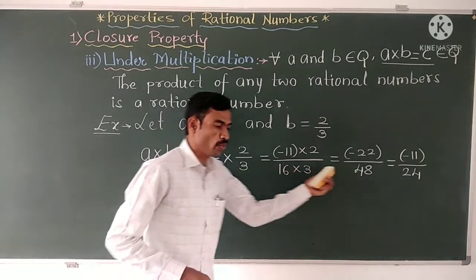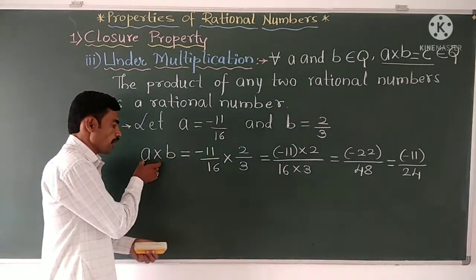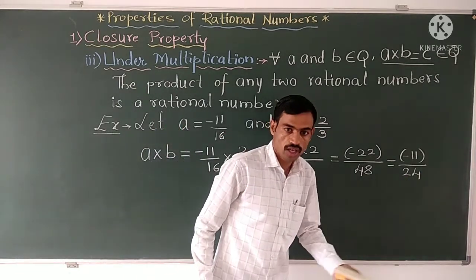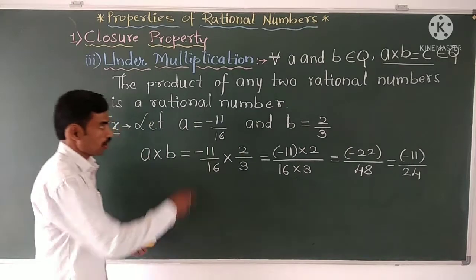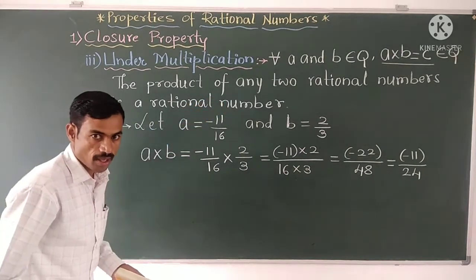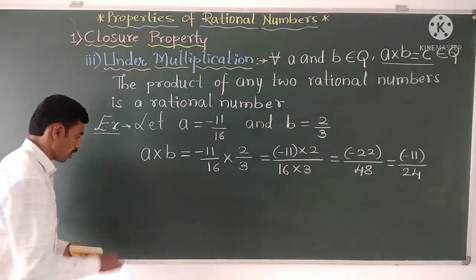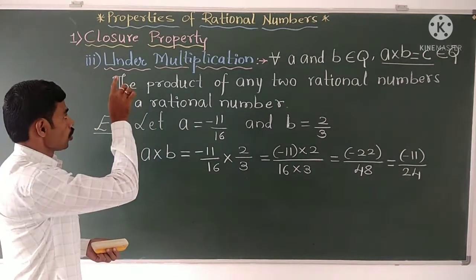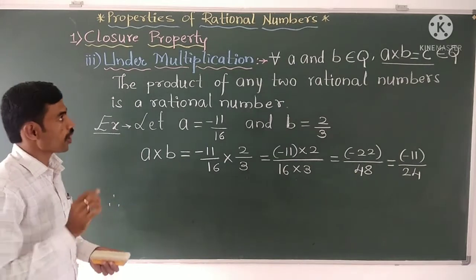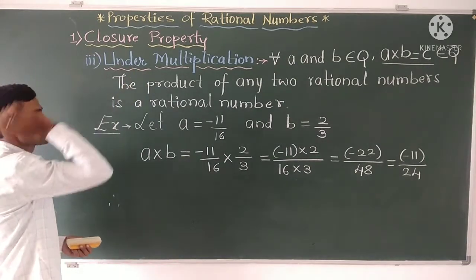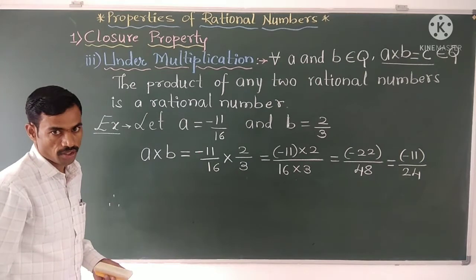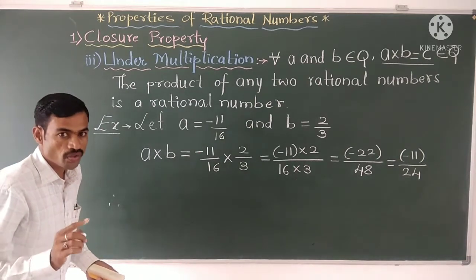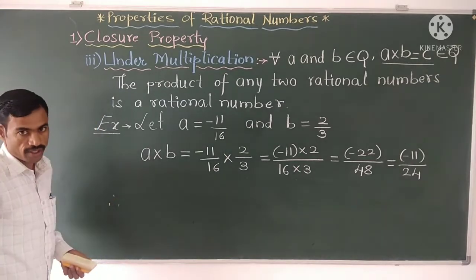By seeing this, we came to know that the product of any two rational numbers is always a rational number. The product of any two rational numbers is a rational number. By this we came to know that the closure property of rational numbers holds good under multiplication. It means rational numbers are closed under multiplication.